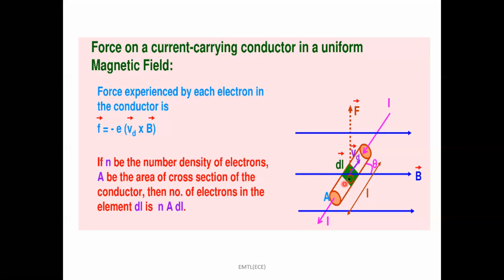And let us assume a very small length. When you observe the green color dl, this is the smallest length. Now the number of electrons present in this smallest length, that means the current element, is taken as n into A into dl. So this is a very important point.